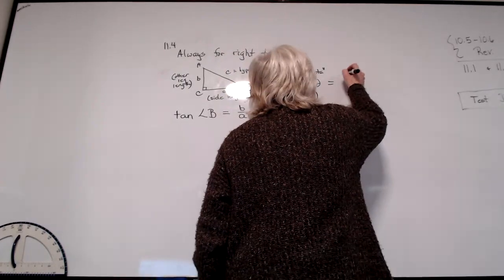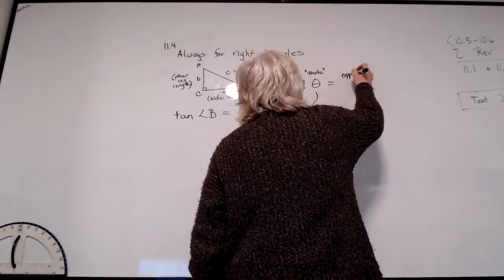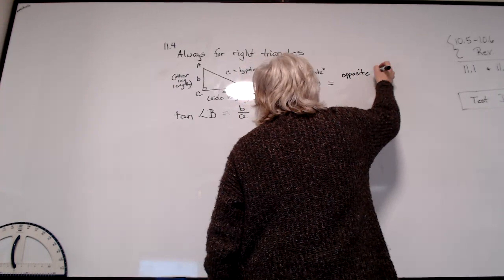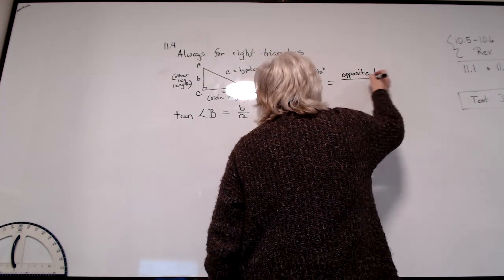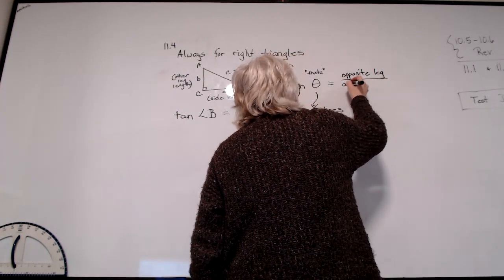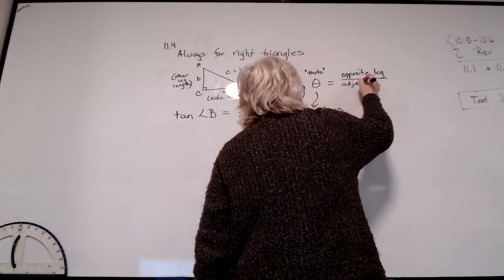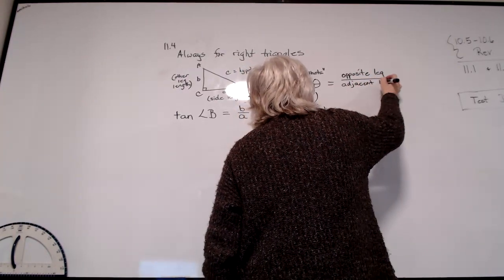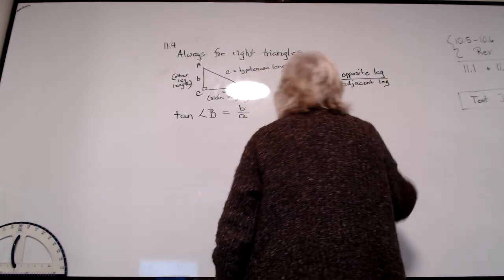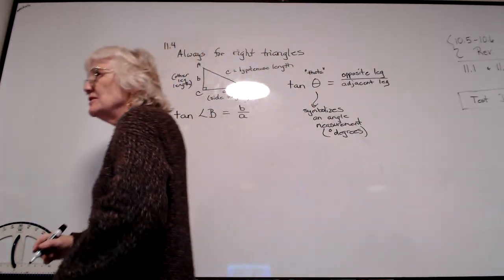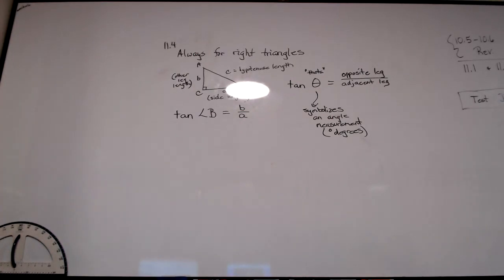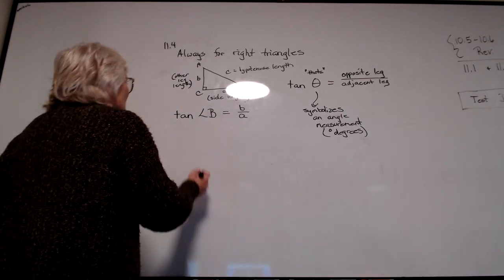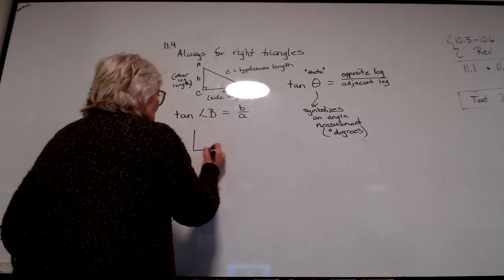So it's the opposite leg over the adjacent leg. That's the ratio. There's a couple of ways we can use this ratio. Let's take an example. Let's say I have this right triangle.